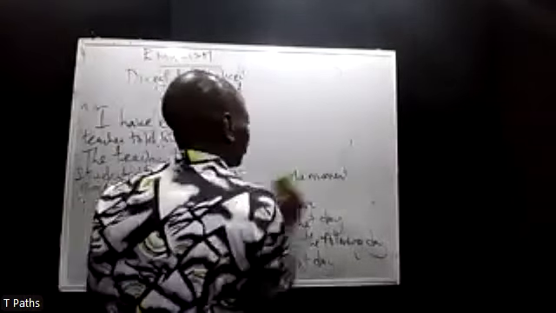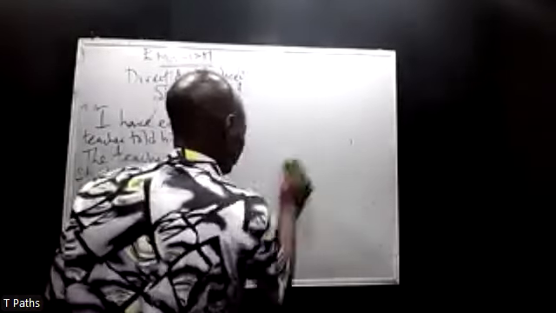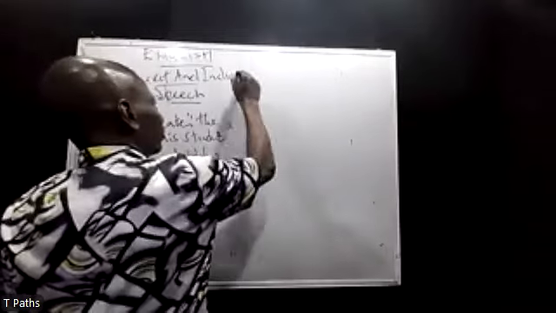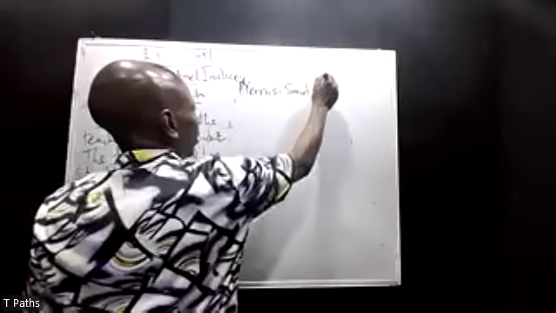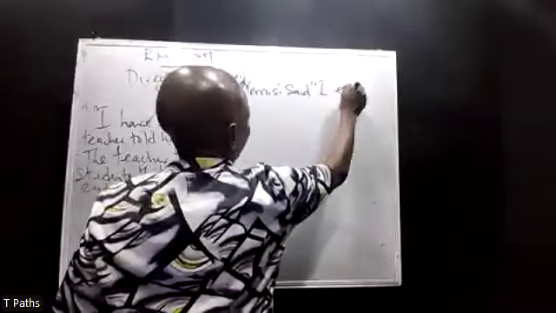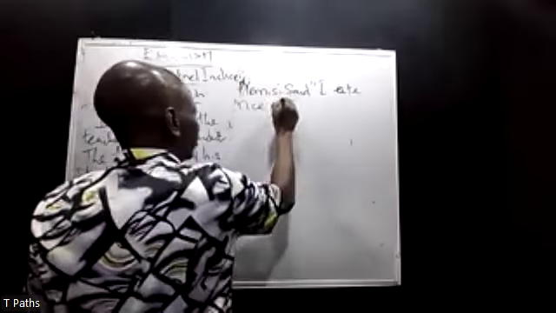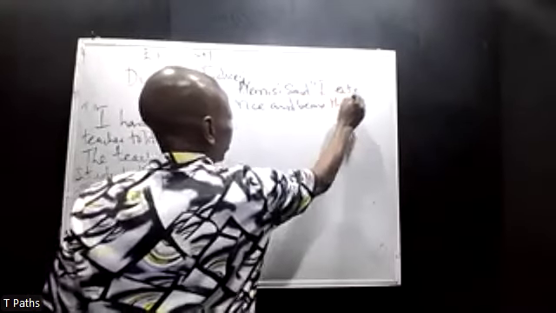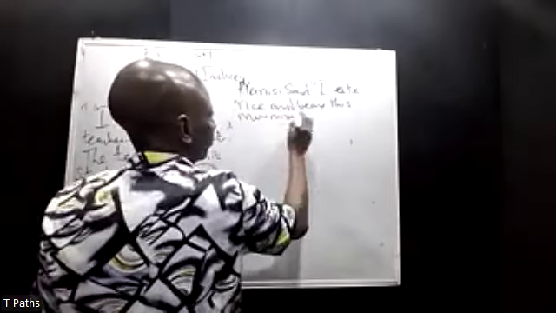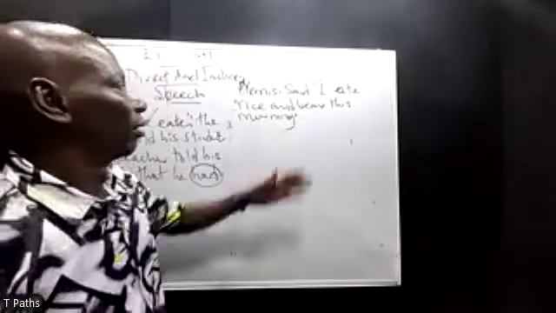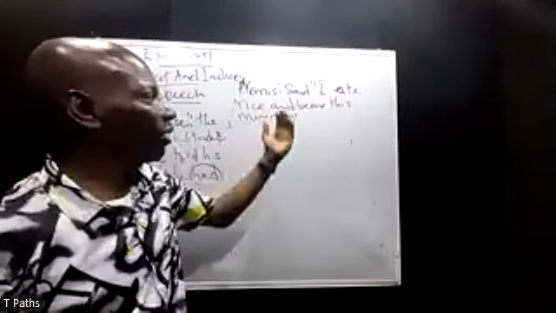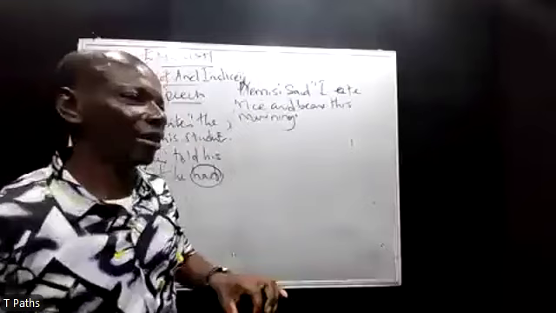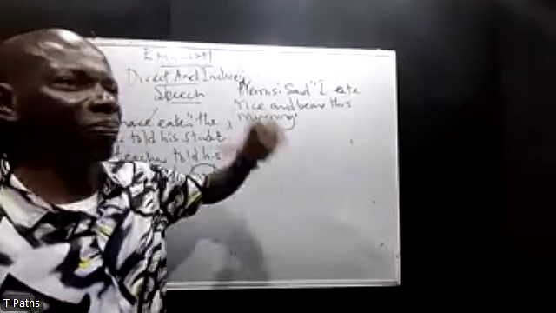Let me rub this side off so that I can see clearly. I ate rice and beans this morning. Look at the exact word of the speaker. I ate rice and beans this morning. You can see that the sentence is what? The tense there is what? Past tense. So when you are changing simple past tense, direct to indirect speech, you have to change to what? Past perfect tense.